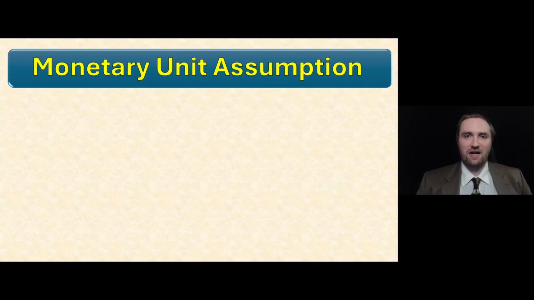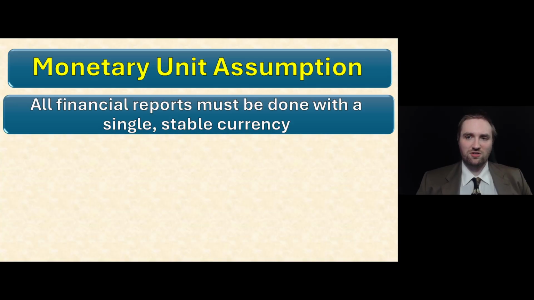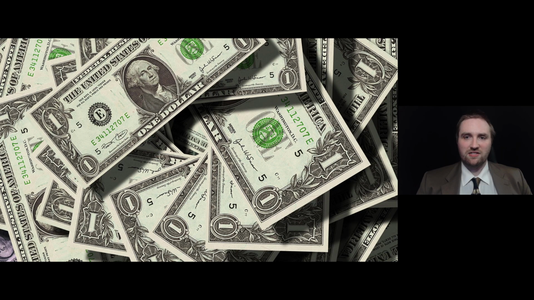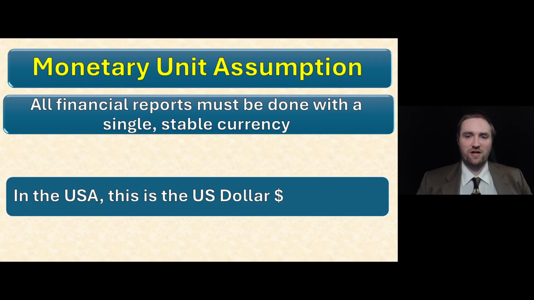Principle number 8, the monetary unit assumption. The monetary unit assumption states that all financial reports must be done with a single, stable currency. For example, in the United States, financial reports must be done with the US dollar. If a US business wants to track their books with a separate currency, that's fine, but they must convert those amounts back to the US dollar for official submission in the United States.